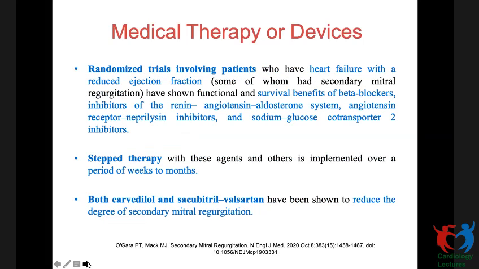Randomized trials involving patients who have heart failure with a reduced ejection fraction, some of whom had secondary mitral regurgitation, have shown functional and survival benefits of beta blockers, inhibitors of the renin-angiotensin-aldosterone system, angiotensin receptor neprilysin inhibitors, and sodium-glucose co-transporter 2 inhibitors. Step therapy with these agents and others is implemented over a period of weeks to months. Both carvedilol and sacubitril-valsartan have been shown to reduce the degree of secondary mitral regurgitation.